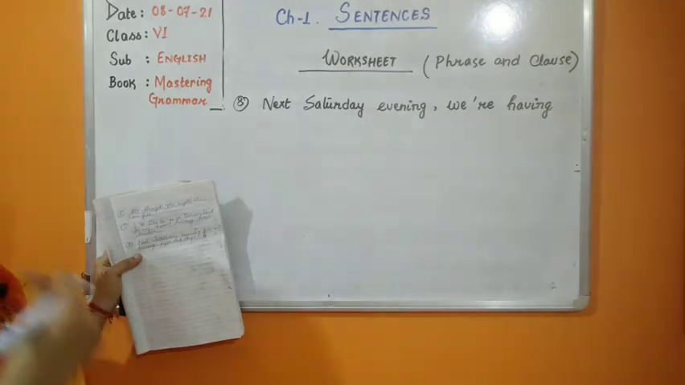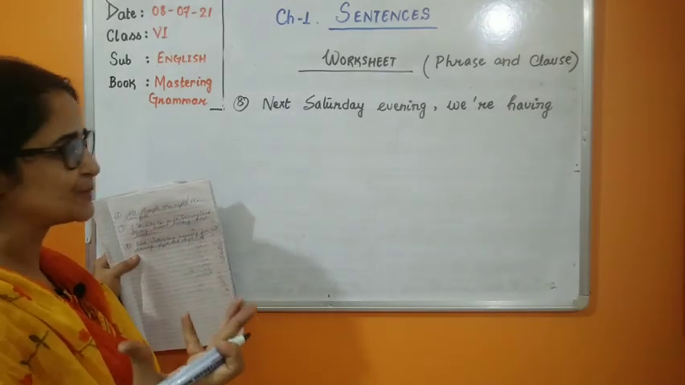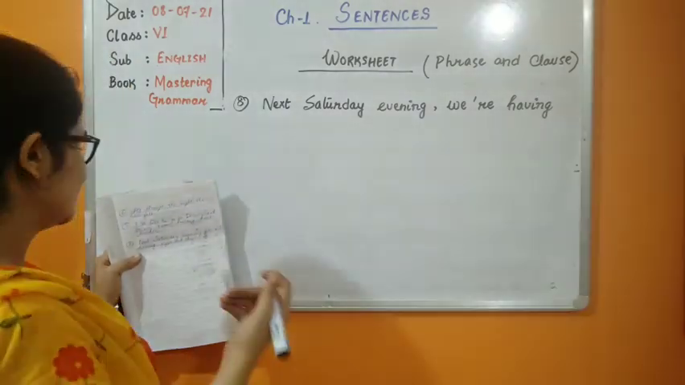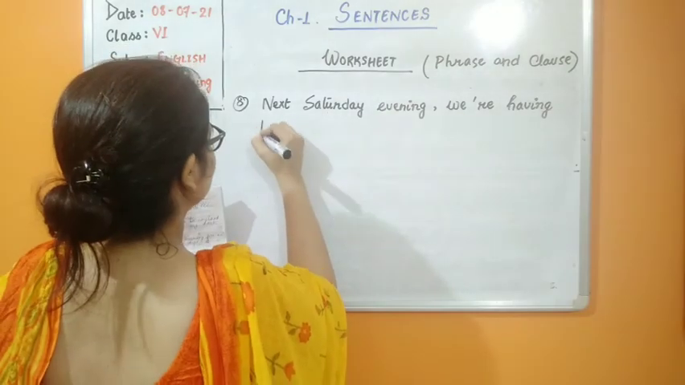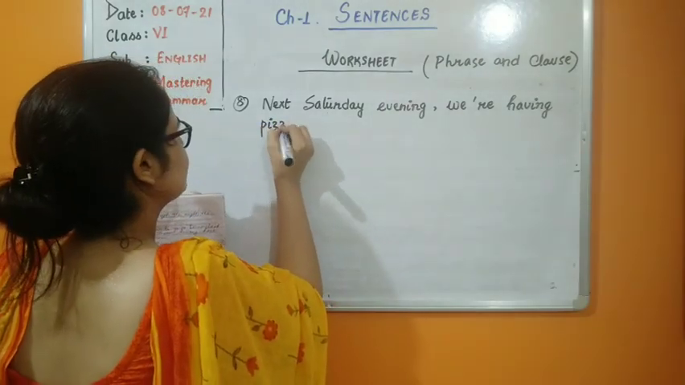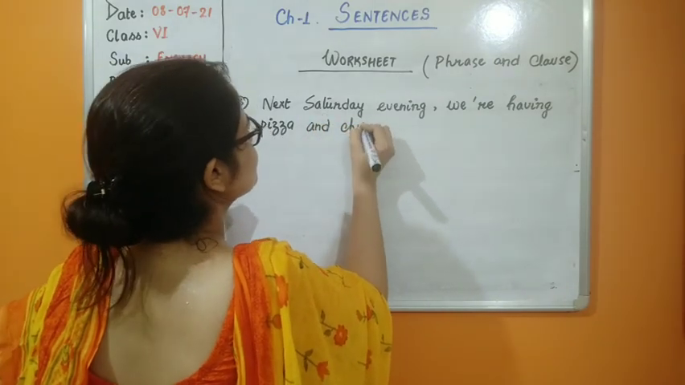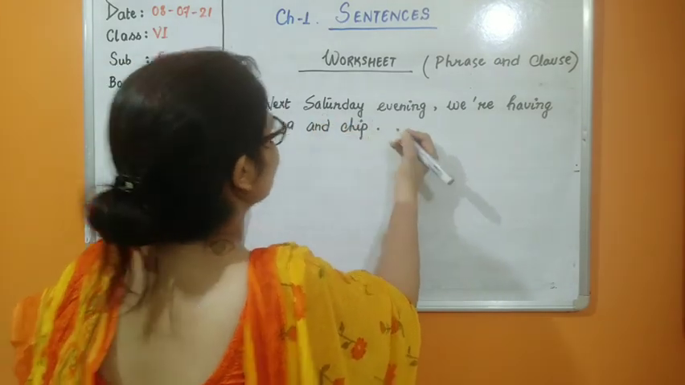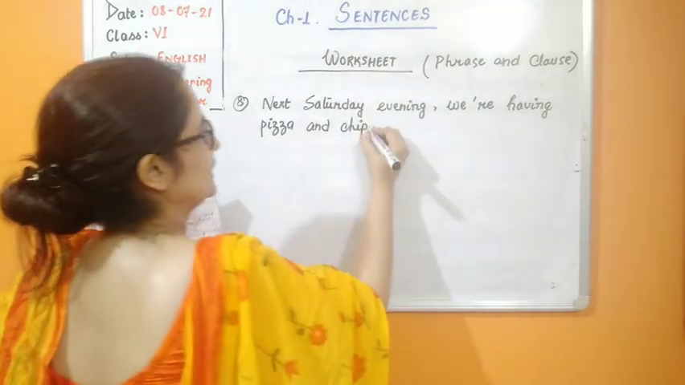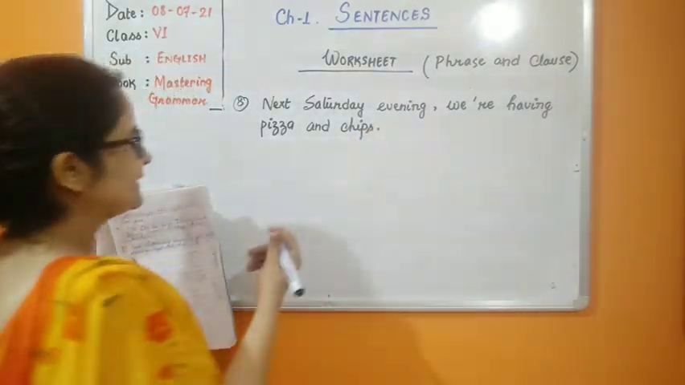So children, this group of foods should not be eaten because it's junk, it's unhealthy. So we are having pizza and chips. So try to avoid it, try to not have it, okay, because they are very unhealthy food.